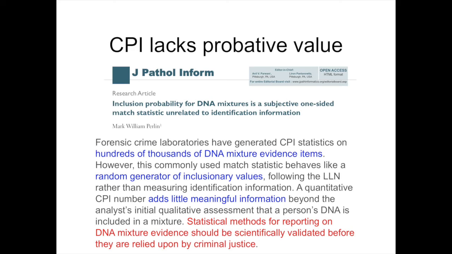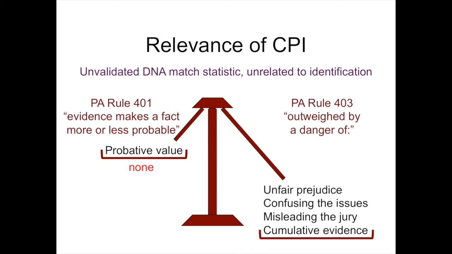So what that means is that an analyst goes through a subjective process of choosing the data they're going to use and discarding much of it, then deciding if a defendant is included or not, and then to confirm what they've decided, they then put it into a program. That would be great if the program actually correlated with identification information. But if it's just a random number from an unvalidated program, then what's it doing in a court of law? And so this brings up the question of the relevance of the CPI match statistic. It's unvalidated. It's not related to identification information.